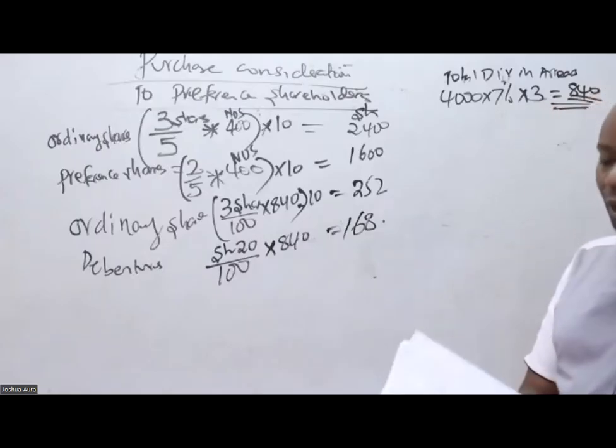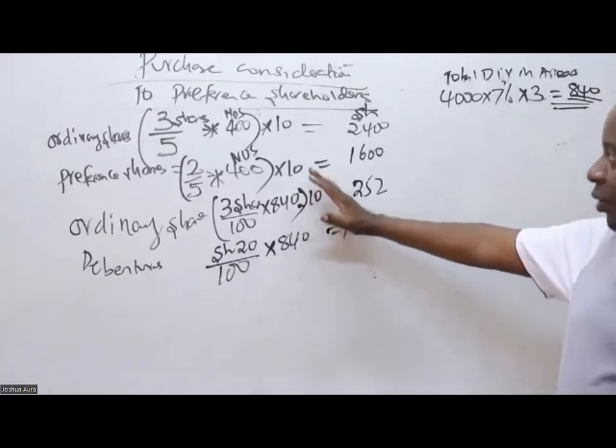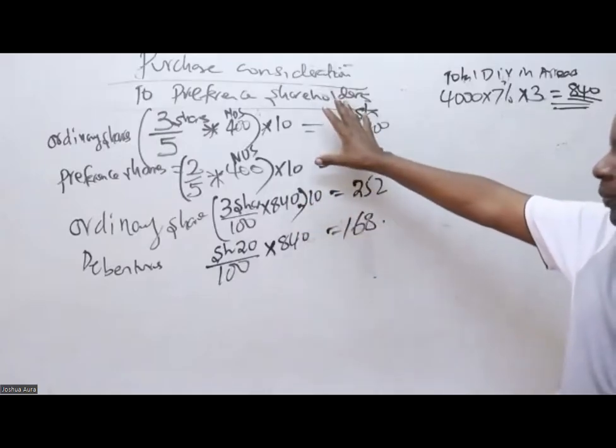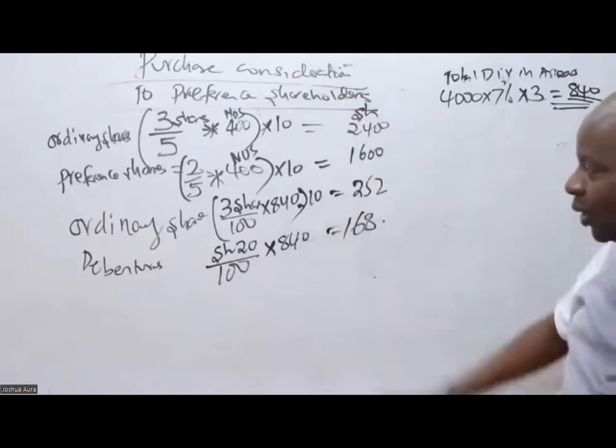So then let's now go to another note. This is the head of these preference shareholders. So their purchase consideration, purchasing them off, this is what we'll need to pay them.